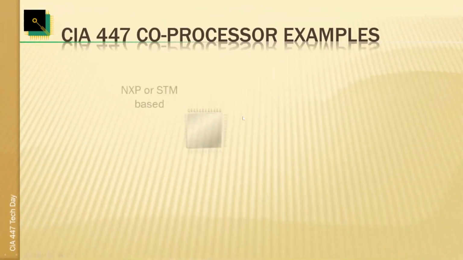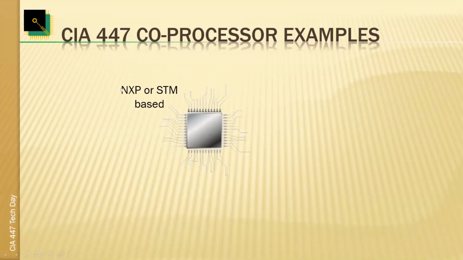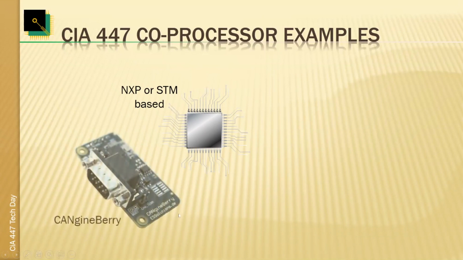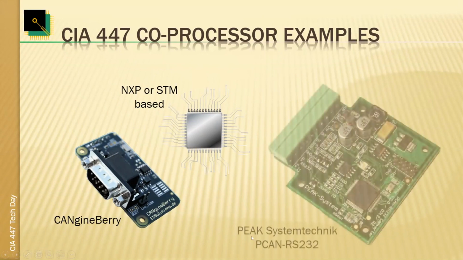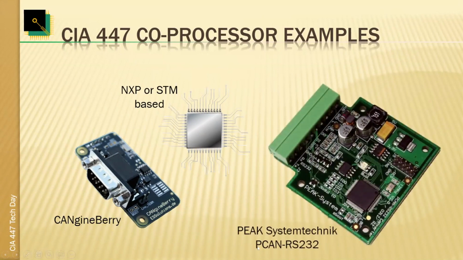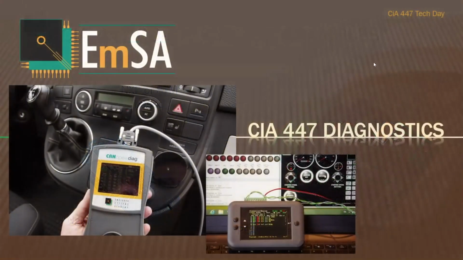Here, just a few examples of coprocessor versions we did in the past. So either just the chip alone, we have worked with NXP or STM-based microcontrollers here. Then we also have a solution for a Raspberry Pi. So this is the Kenshinberry. It directly plugs onto a Raspberry Pi and can be used on that. Quite nifty for various testing and quick adoptions. And then we've also used from Peak one of their serial to CAN converter boards and modules that can act as such a coprocessor.